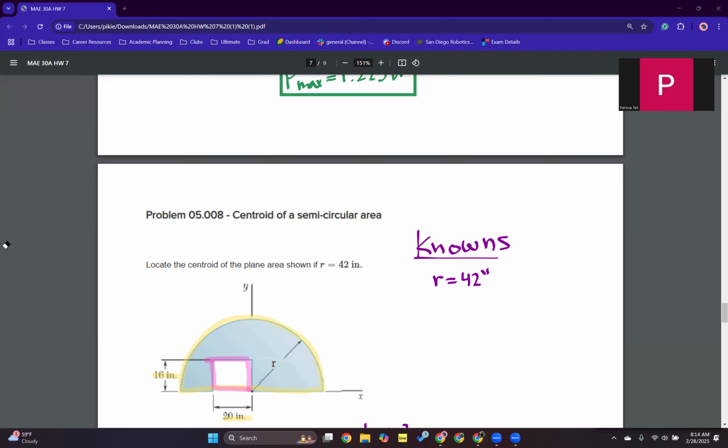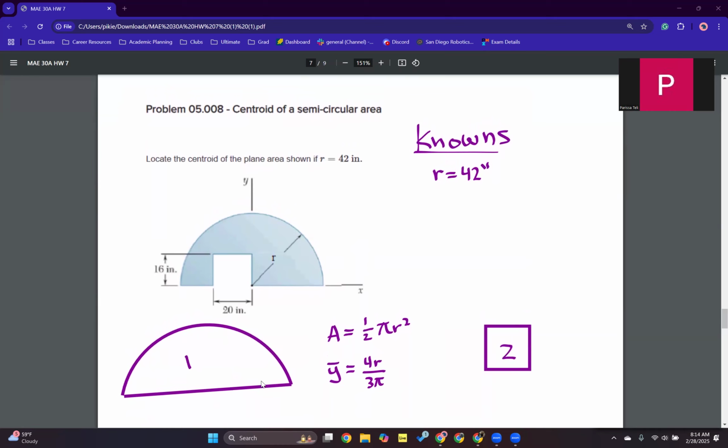With all that in mind, I would advise you to pause here if you want to try it, and see if you can go through finding the areas for each and the centroids for each.